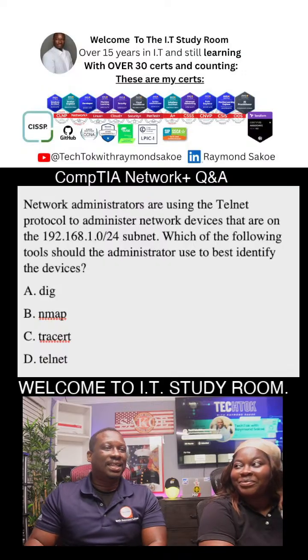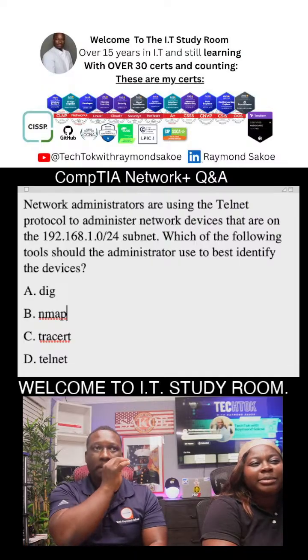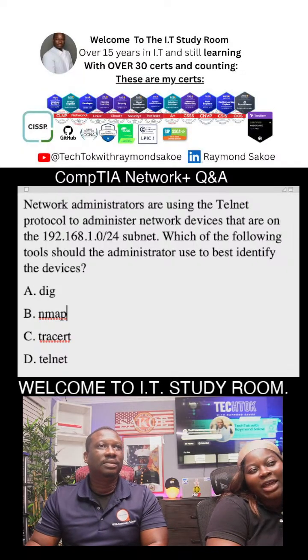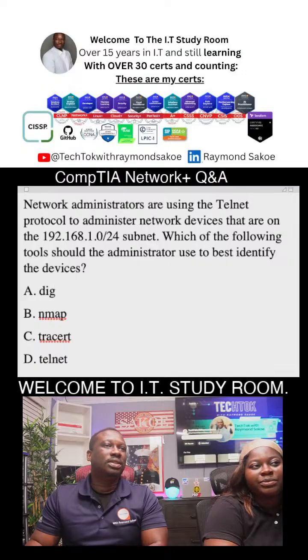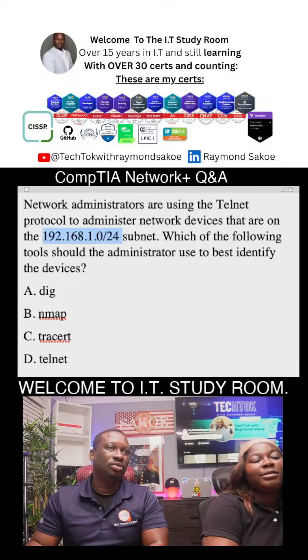What's the answer? The answer would be Nmap. Between majority said B, but there was a D in there. Most people said B because it was the better answer. Can you explain? So now the network administrator wants to identify devices that are using Telnet. The right tool to use is Nmap.